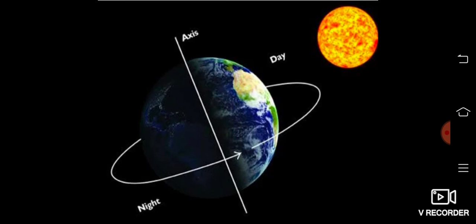Look at this picture. By looking at this picture, you will be able to know this is how the earth rotates. From the sun, it is getting the light. That part of the earth is getting daytime and the other part of the earth is night. By looking at this picture, definitely you could have understood what day and night is, right?